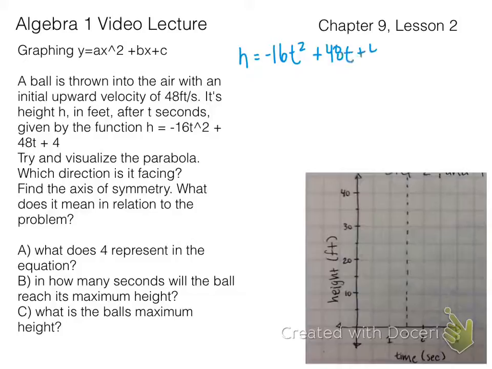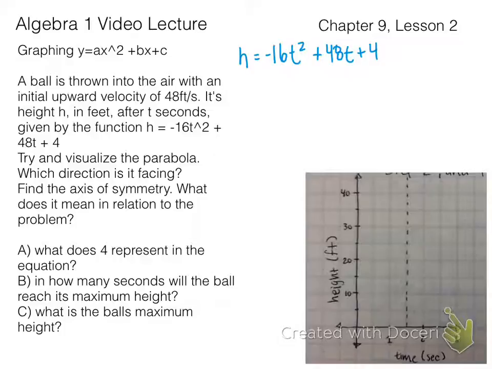Let's say a ball is thrown into the air with an initial upward velocity of 48 feet per second. Its height, h, in feet after t seconds, is given by the function h equals negative 16t squared plus 48t plus 4. Try and visualize the parabola, guys. Which direction is it facing? Well, since we have a negative 16 in the a position, we're going to have a downward parabola.